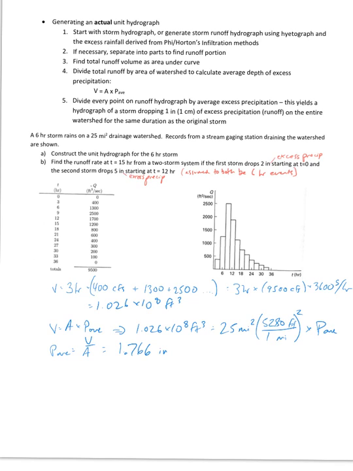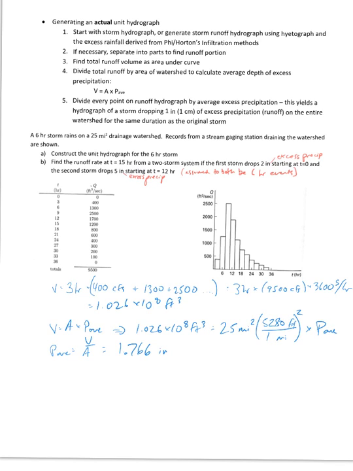I want a hydrograph that corresponds to a storm whose excess precipitation is 1 inch. So if I divide each ordinate by 1.766 inches, I will get results that correspond to a 1 inch storm instead of a 1.766 inch storm. We're assuming, again, this is a linear relationship: as the precipitation scales up, the runoff scales up as well.